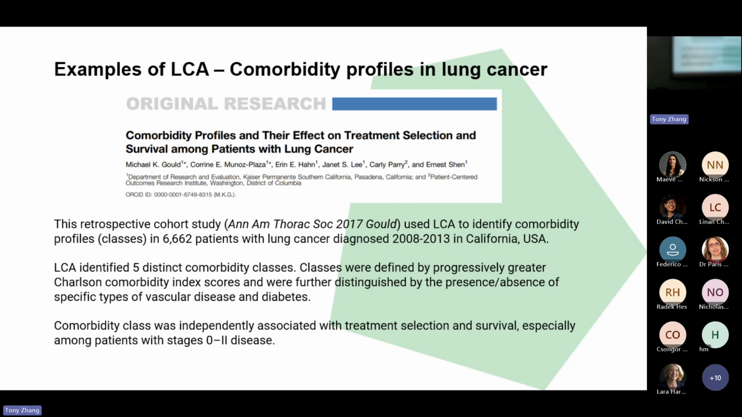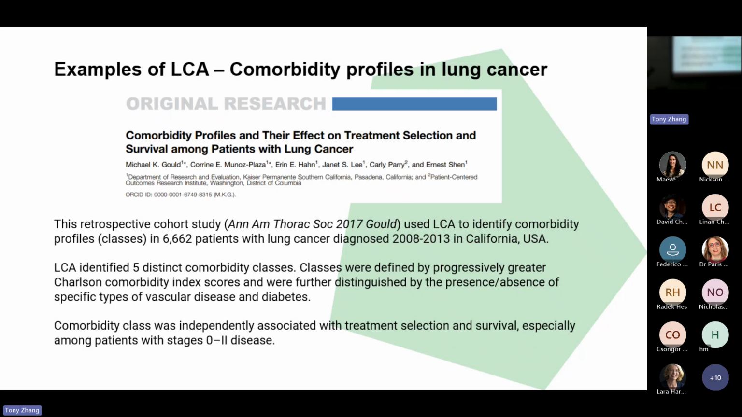And now I would like to show some examples of the application of LCA in medical research. For example, this one is a retrospective cohort study. They used the LCA to identify the comorbidity profiles in 6,000 patients with lung cancer in California. And LCA actually identified 5 distinct comorbidity classes. The classes were defined by progressively greater CCI score, and also by the presence or absence of the specific type of vascular disease and diabetes.